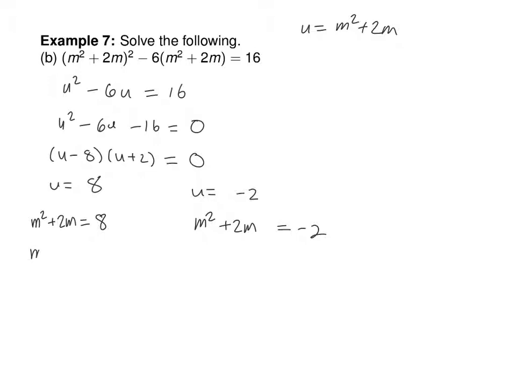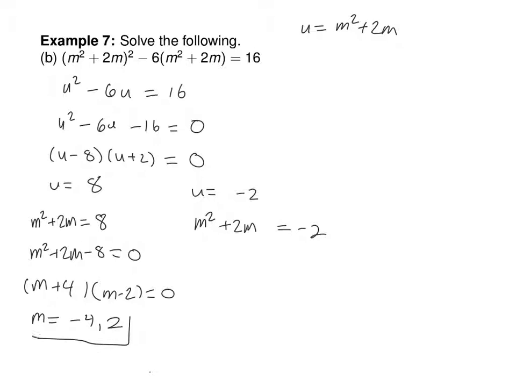So first one is m squared plus 2m minus 8 equals 0. Does that factor? Yeah. M, what multiplies to make negative 8 and adds to 2? 4 and negative 2. So one answer is m equals negative 4, and the other one is 2. Okay, we got two answers. Woo!